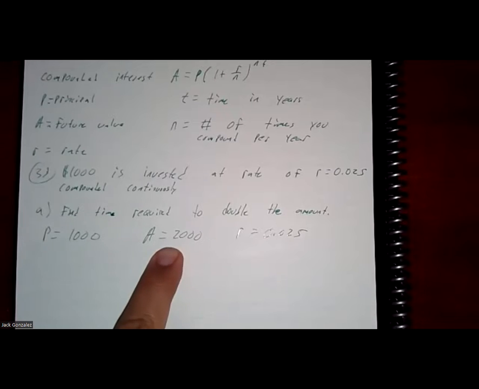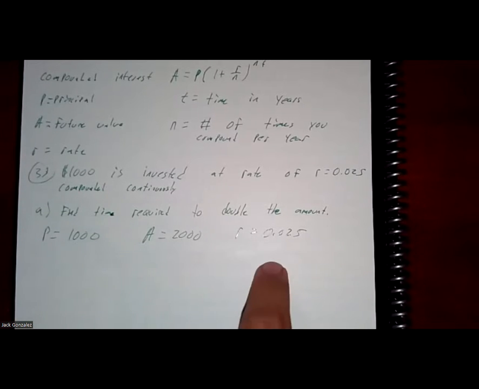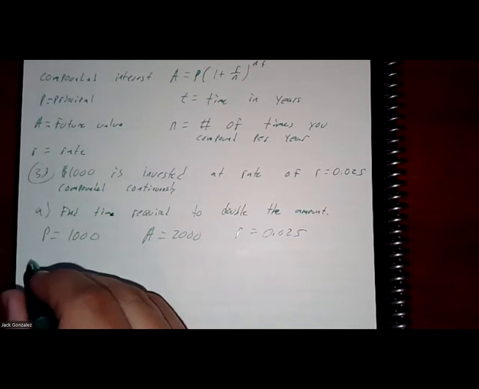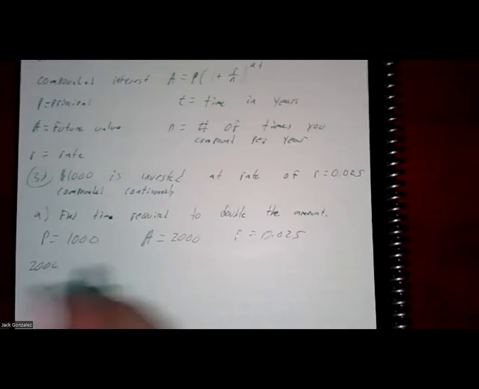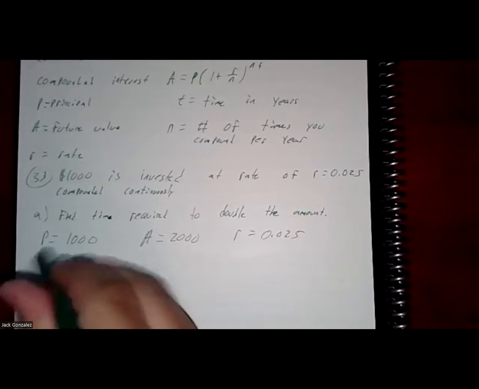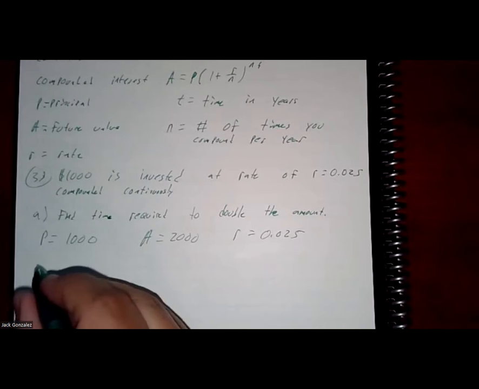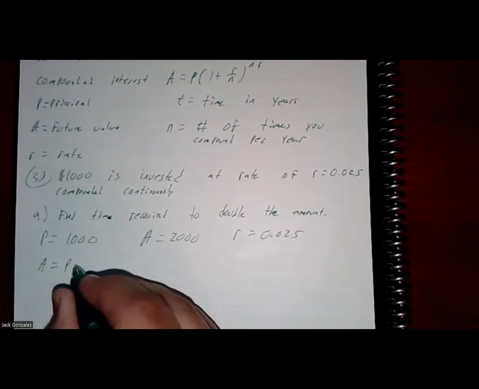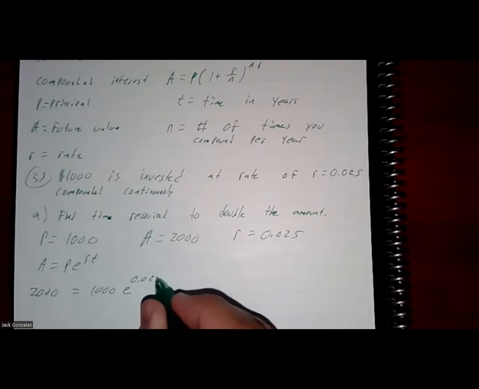So you're gonna have to figure this out on your own. Knowing that I started with this, double is obviously that. This rate was given. So put it all together. 2,000 is equal to 1... Well, let's write the formula down first. A is equal to P times e to the rt for the continuous formula. This will be 2,000 equal to 1,000 e to the 0.025 t.